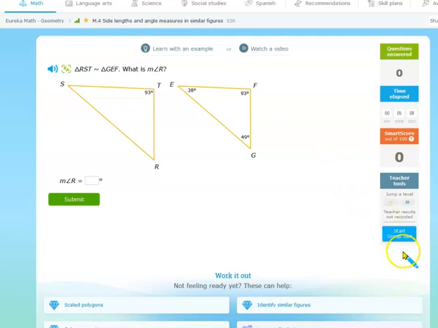So let's take a look at what this particular question is asking us about. They're asking us, what is the measure of angle R? Okay, so angle R is right here. And basically what we want to do is find the matching angle, the corresponding angle in this figure over here. And that'll be the answer. Well, there's no calculation required. We just have to identify the correct angle and find that number.